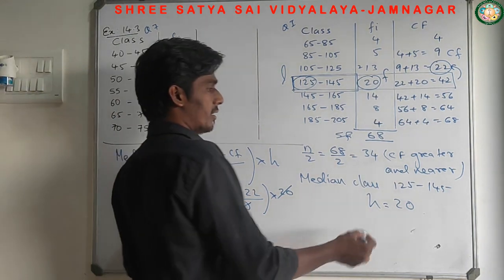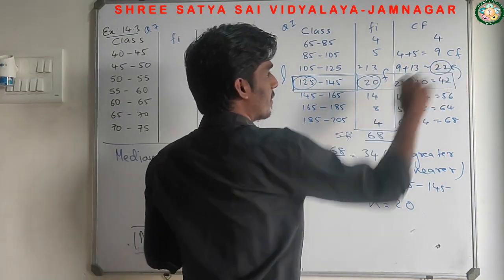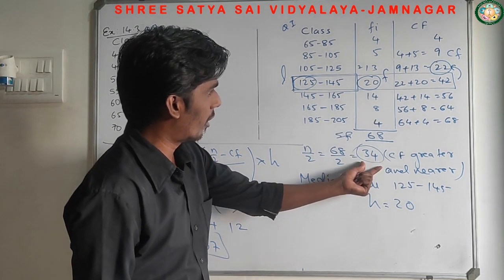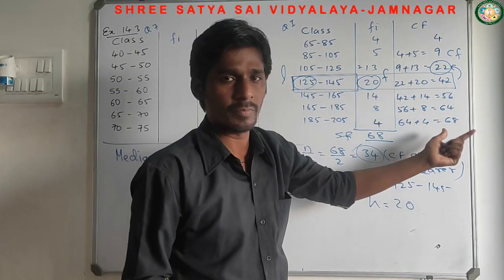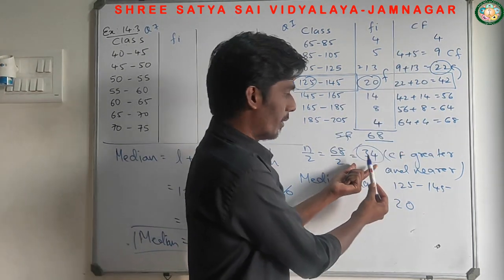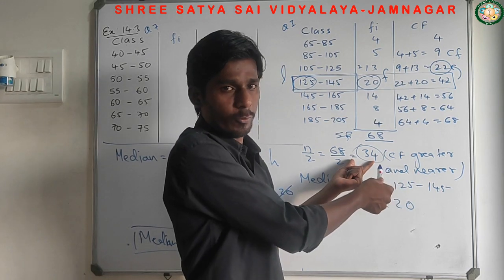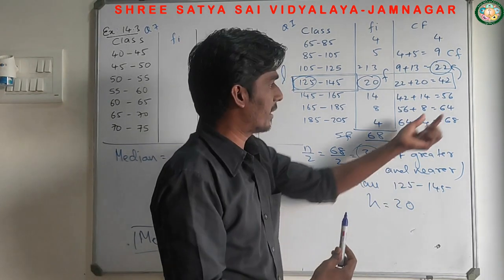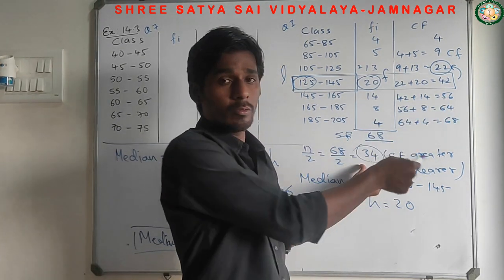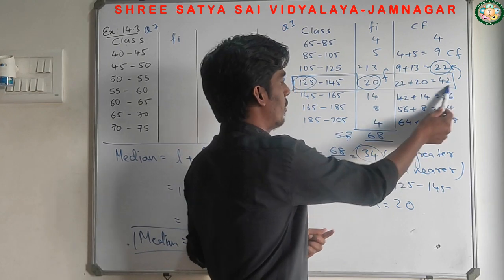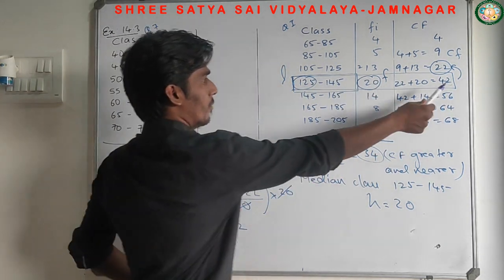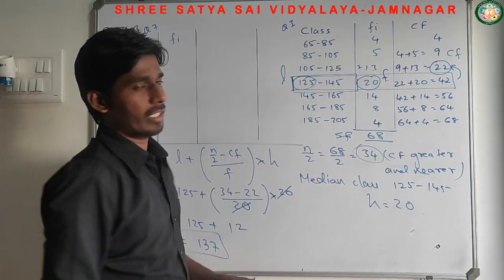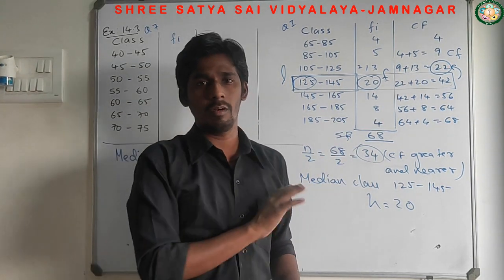The important part of this sum is to find the median class. That we get from n by 2, which is 34. That 34 we have to find in the CF: the number which is more than 34 or nearest to 34. So more than 34 is 42. Even 56 is more than 34, but we have to take the nearest. So we take 42 and get the median class. From that we get the lower limit, F and CF. So this is the way we can solve to find the median for grouped data.